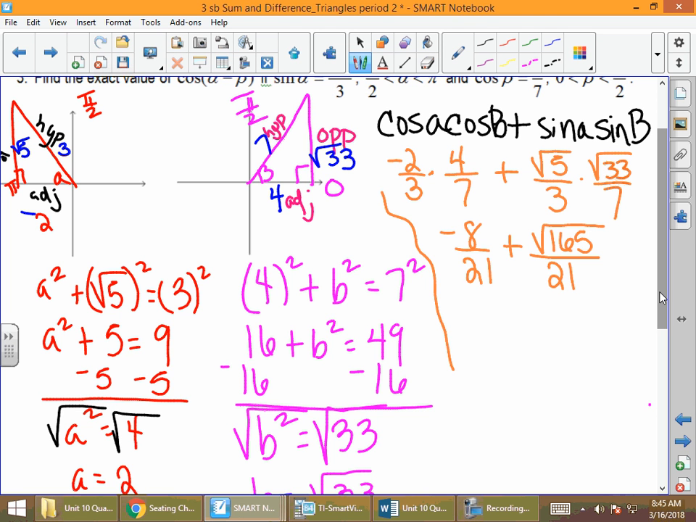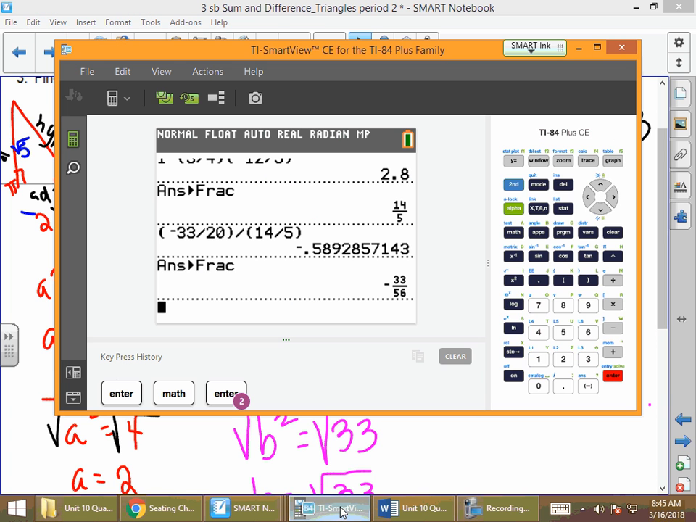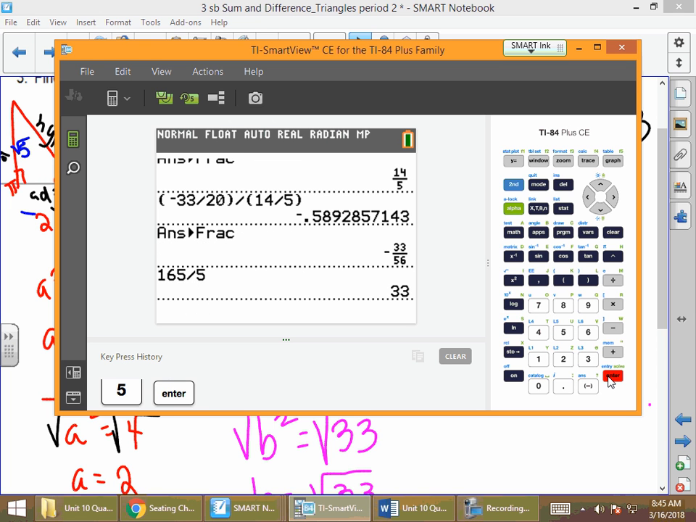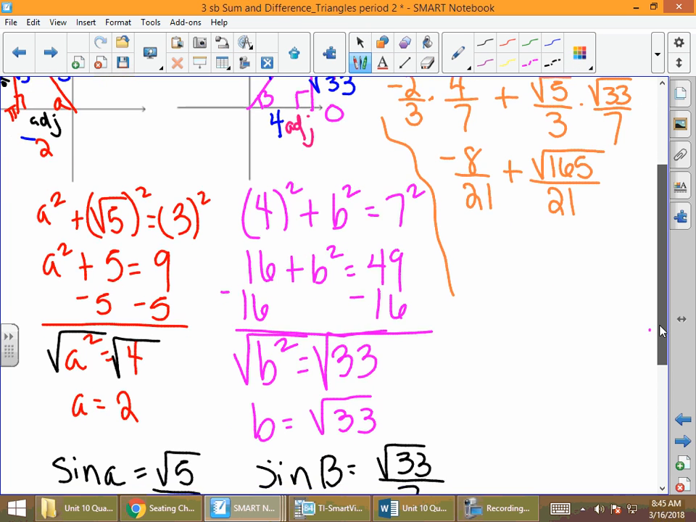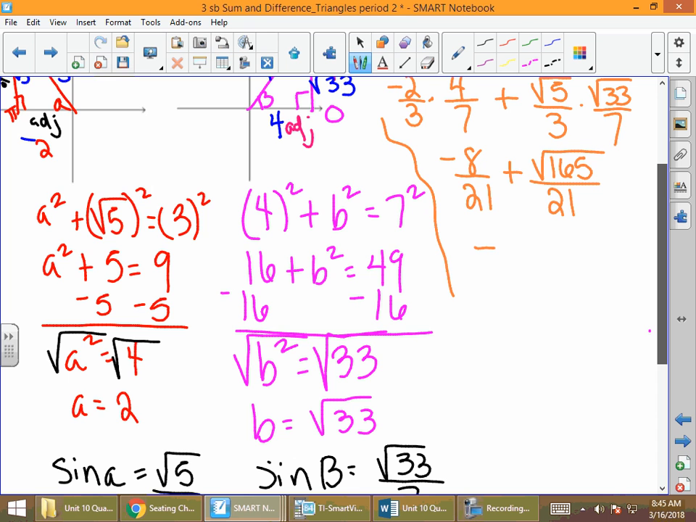The only question is can we simplify 165? So if we check real quick, one value that I know 165 is divisible by is 5. And 33 is 3 times 11. So we've got 3 times 5 times 11. We don't have two of the same value to take out one. So we cannot simplify the square root of 165. So when we finish this problem, luckily enough, we already have a common denominator. It's going to be -8 plus the square root of 165, all divided by 21.